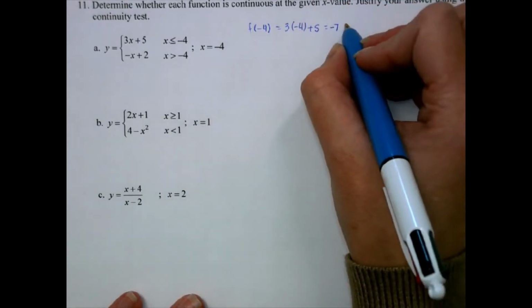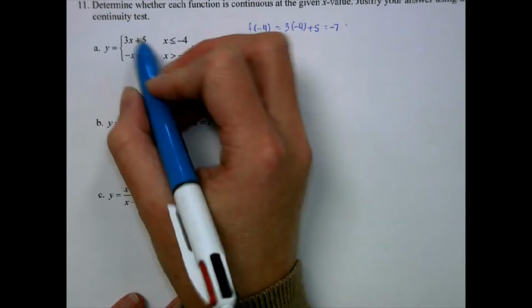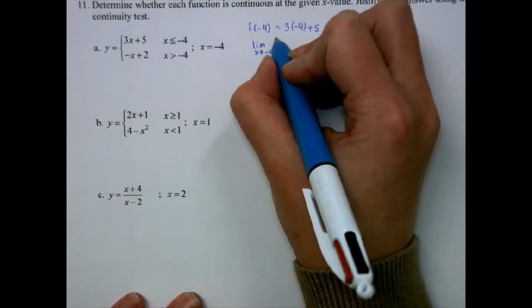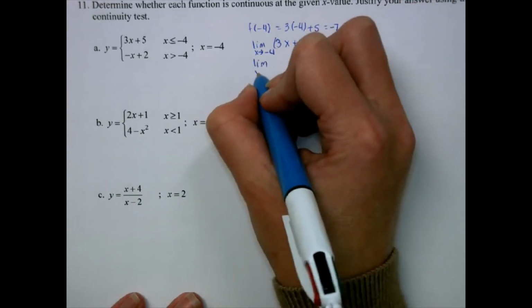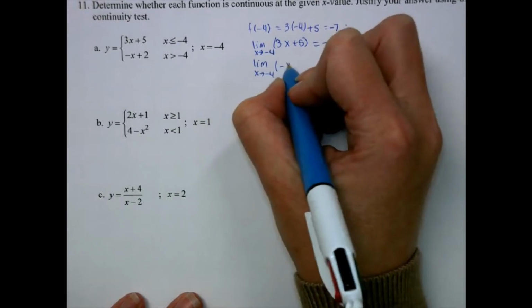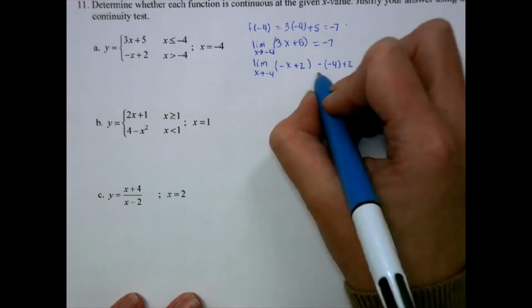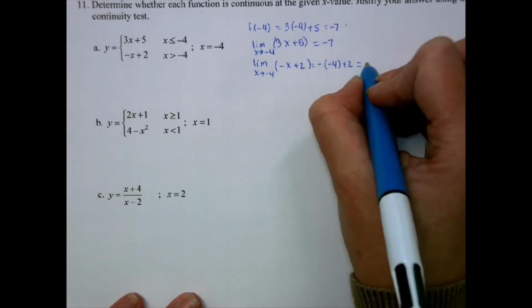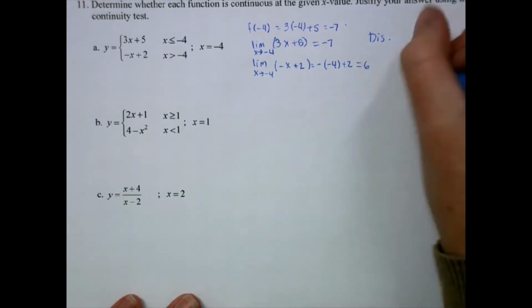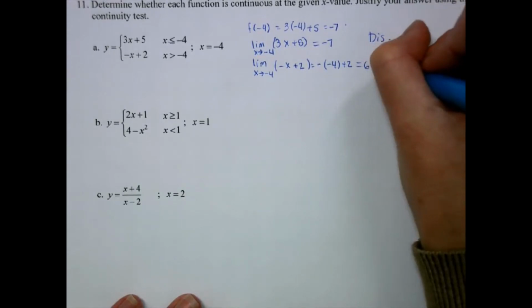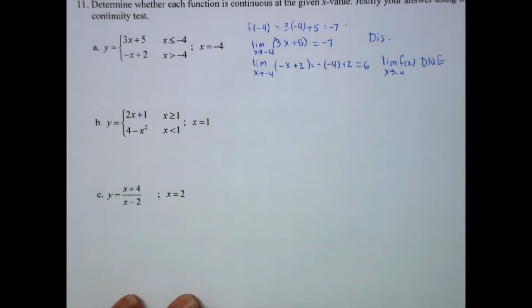The limit as we go to -4, I want to look at the limit of each of these. So 3x plus 5, well, we already did that. And then the limit as x goes to -4 of -x plus 2. So that would be -(-4) plus 2, which is +4 plus 2, which is 6. So this is discontinuous, and the reason is because the limit as x goes to -4 does not exist. So if you're looking for a multiple choice answer, this is the correct justification.